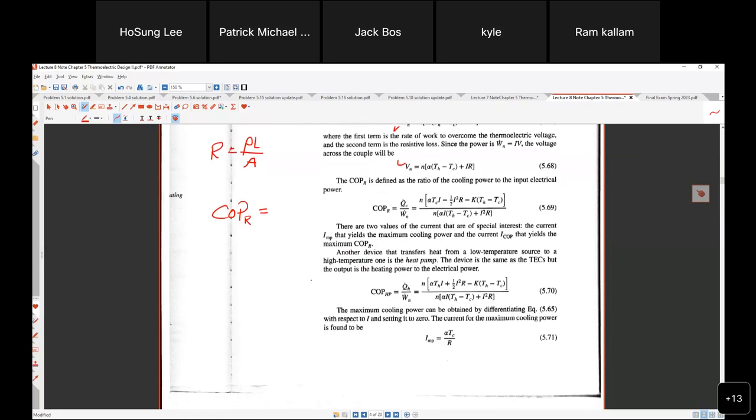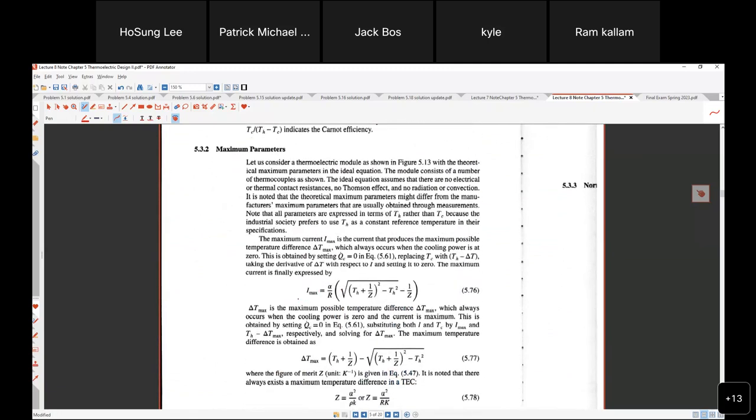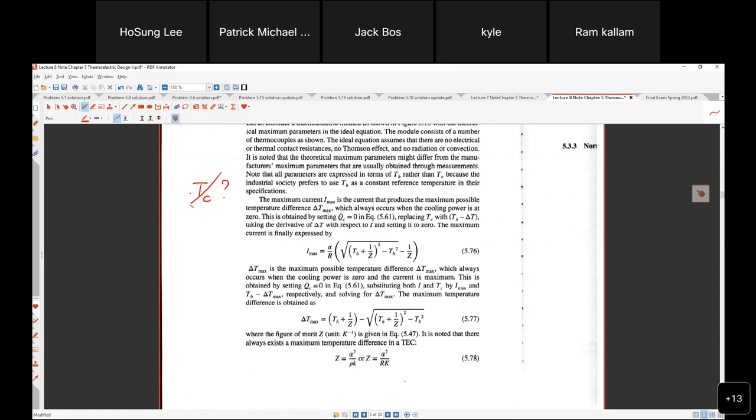So the efficiency of the refrigerator: the output is cooling power, and the input is power input. So using the equations, the COP of the heat pump is: the output is heating, and the input is input power, something like that. Then I told you TC is not known, so we are not going to use it in our equation. TH is a known constant in the beginning. So I expressed the maximum value in terms of TH, okay?